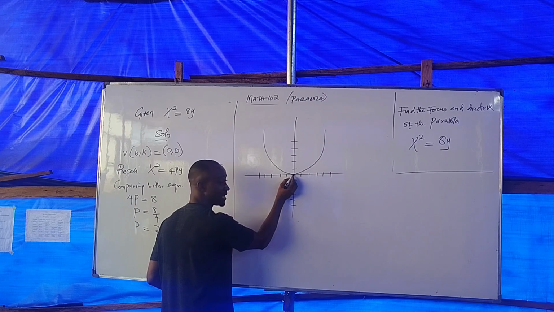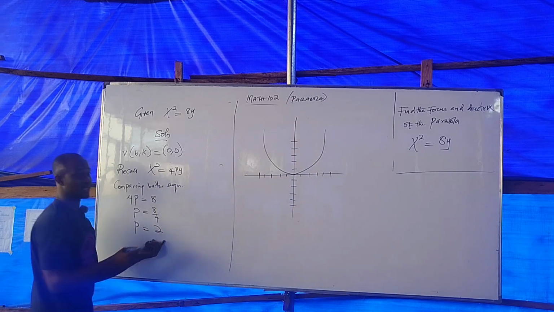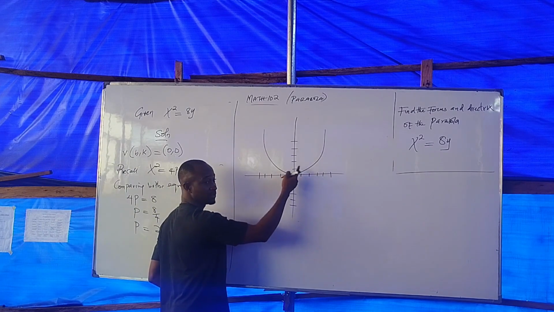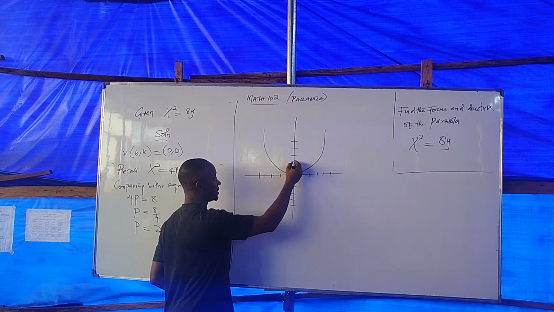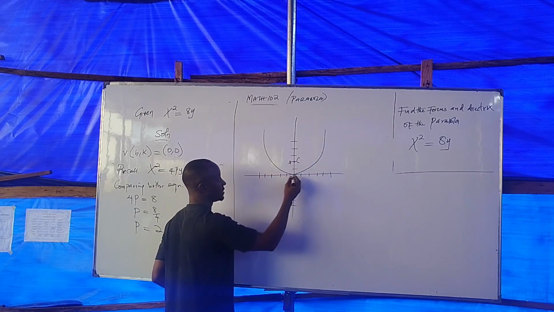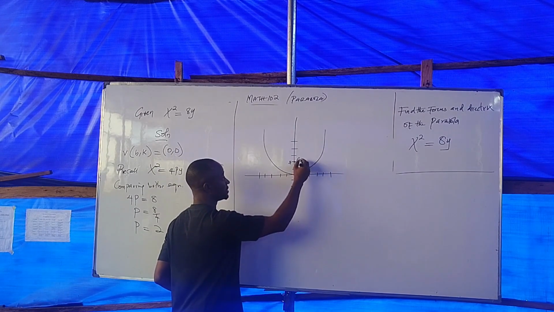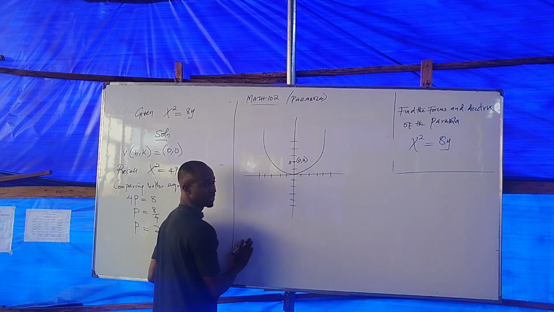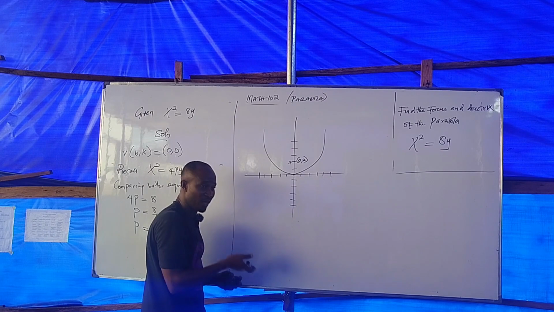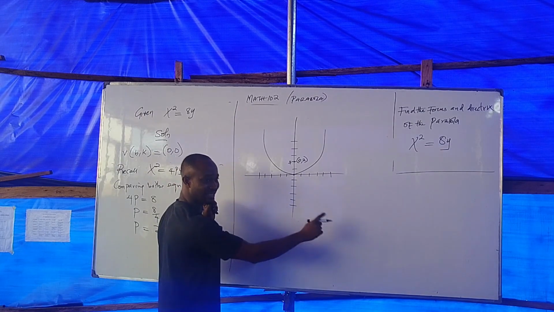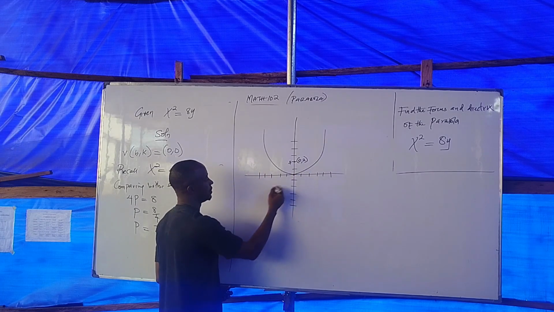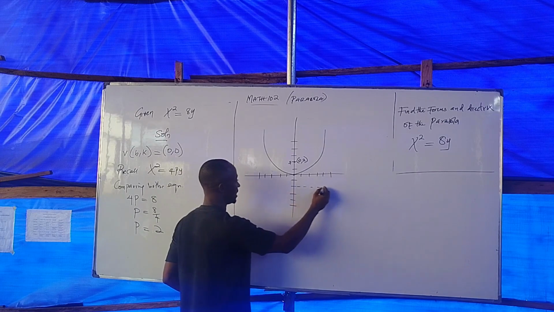From the vertex, the focus is p units away, which is 2. It means I will count 2 units: 1, 2. Here is our p, and this is our focus. The focus here is (0, 2). Is it making sense? And we said that the vertex is always halfway between the focus and the directrix. So I will count 2 downward: 1, 2. This is my directrix.